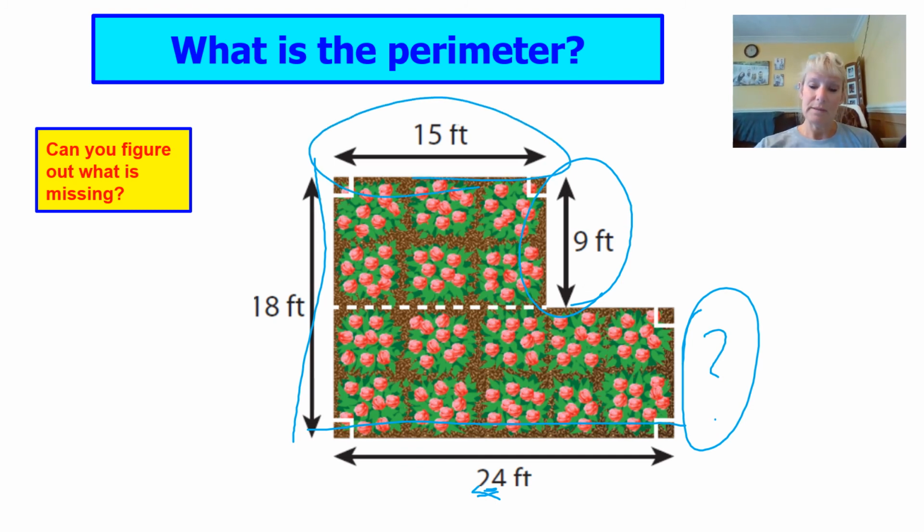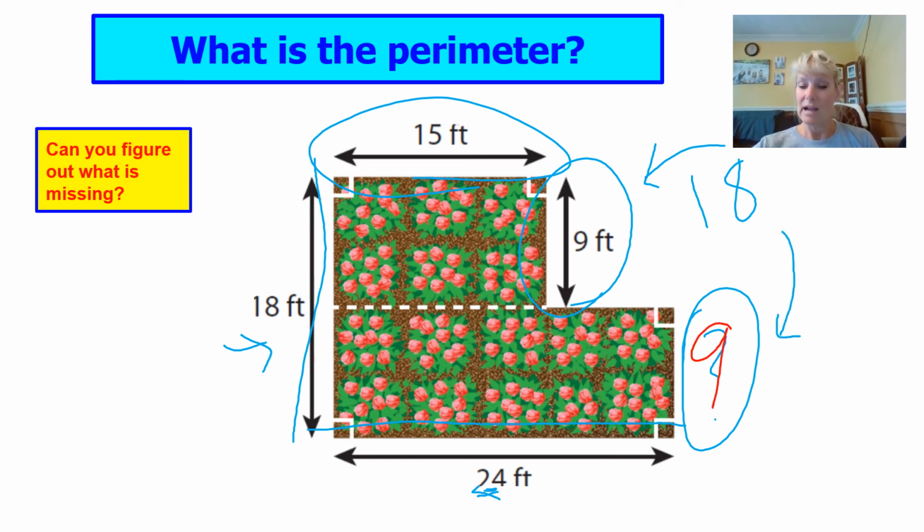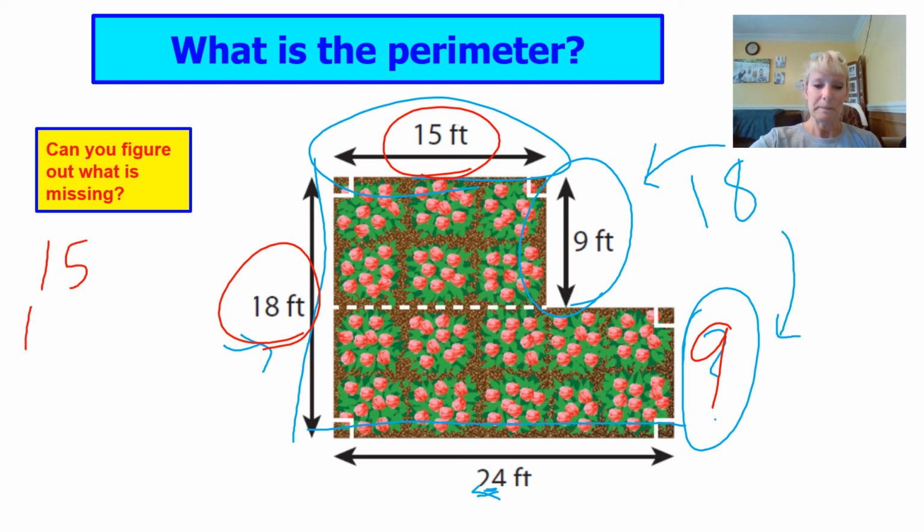But this is my mystery that I have to figure out before I can even move on. Well, I know if this side is 18, then this side has to be 18, but I already have 9 of that accounted for. So that means that this side is going to have to be 9 because 9 and 9 is 18. So I'm going to combine my 15 and my 18. I'm going to put that over here.